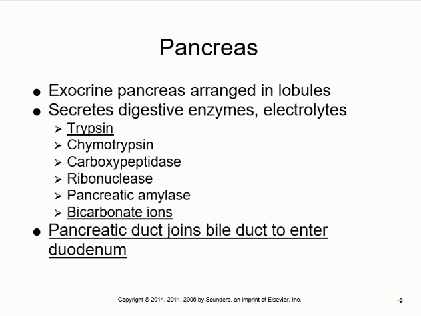And bicarb. Why are you producing bicarb in the pancreas? Because the pancreas opens to the duodenum, which is the first part of the small intestine. Remember that you produce hydrochloric acid in your stomach?